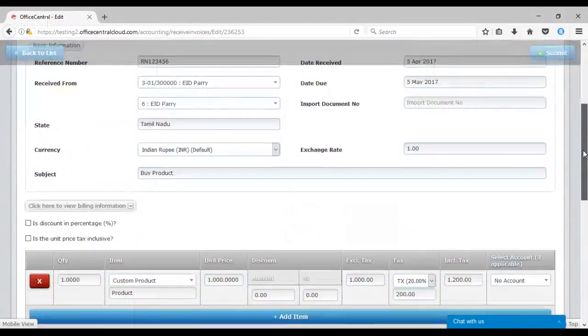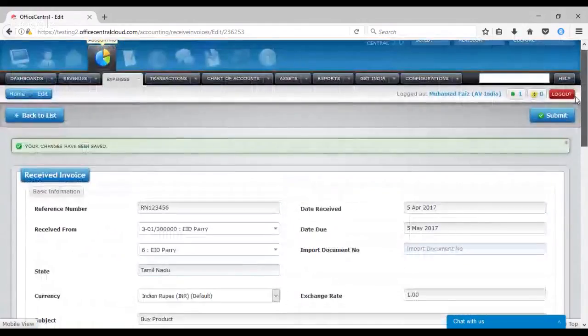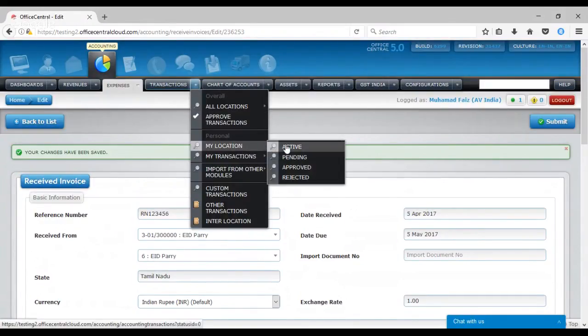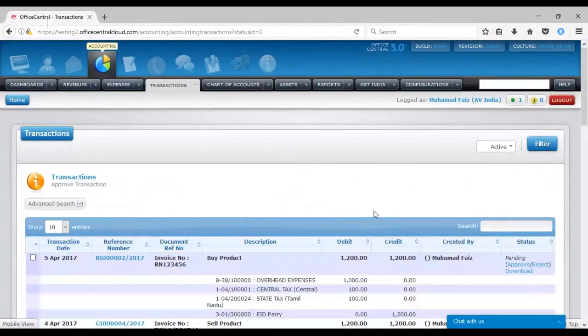For example, if your supplier gives you a price reduction after the invoice, you don't ask your supplier to issue another invoice. You just ask them to give you a credit note. So in this case, we are going to do that transaction. First, you need to approve the transaction.